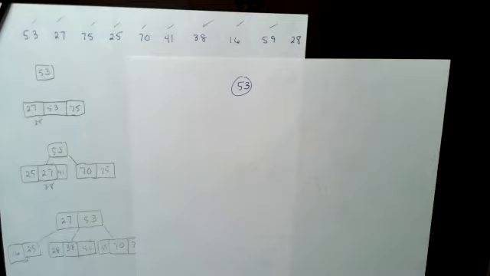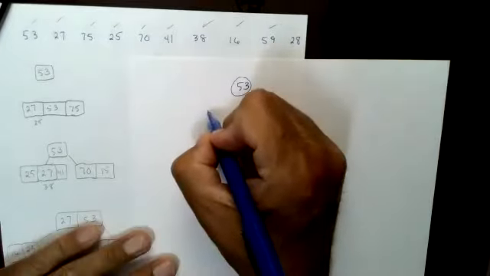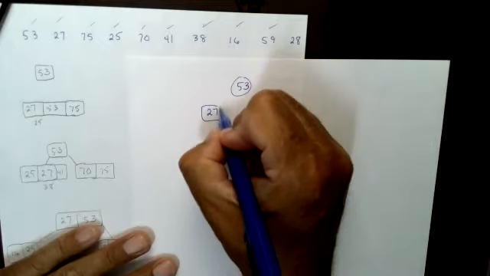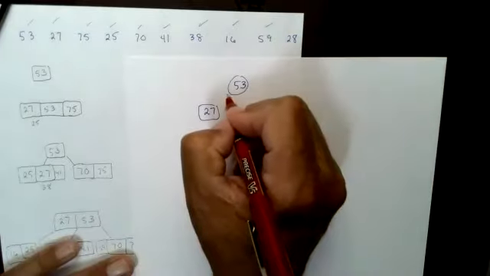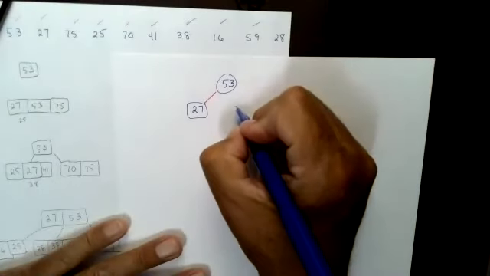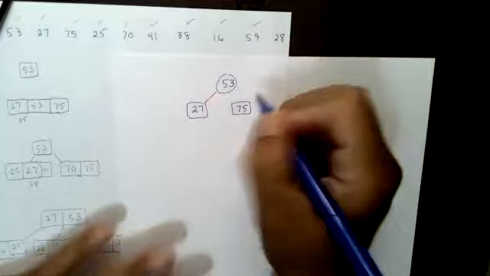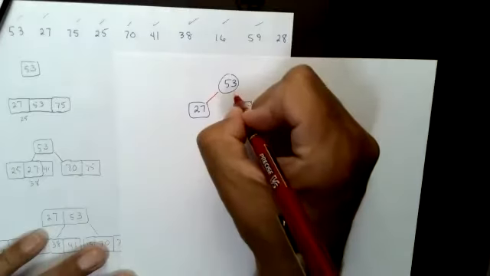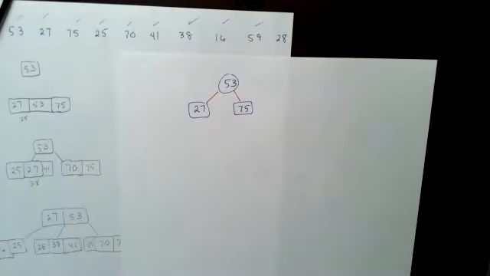I added 27. And when I added it, it was a what? A sibling. And I know siblings are red. I added 75. It's greater than 53. It's a sibling, so it's red.